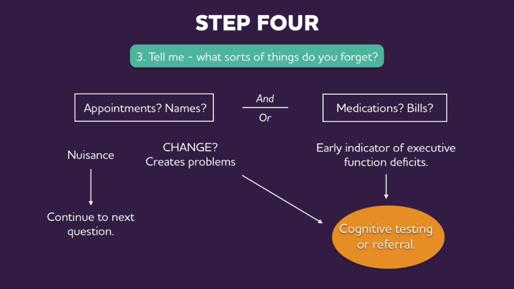The next thing we're going to ask our patient is, tell me, what sorts of things do you forget? Things like names, appointments, medications, paying bills. Names and appointments are really common mistakes, so ask if it's a change and it's creating problems or it's just a nuisance. Medications and errors paying bills can be an early indicator of executive function deficits. If your patient says yes, this is a major change, or they have early indicators of executive function deficits, they will require cognitive testing or a referral.